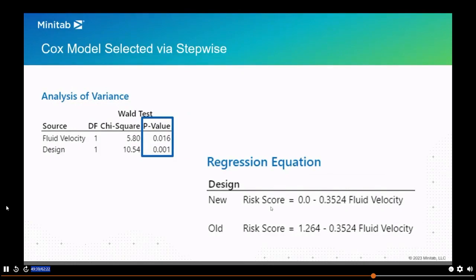So the high risk is bad, low risk is good. What we see is if we have the same fluid velocity, if we keep that constant, right, the risk for the old unit is going to be higher because we're adding 1.26 over basically the new design as our baseline risk. So, but that's what it is. It's just going to be an equation. Now, instead of y being something like a failure time, it's really our risks, because this is what we call a relative risk model.